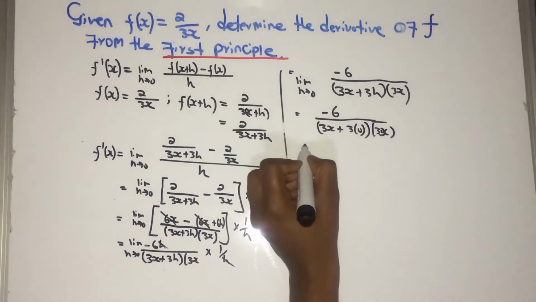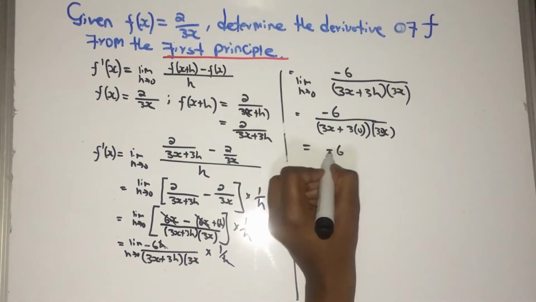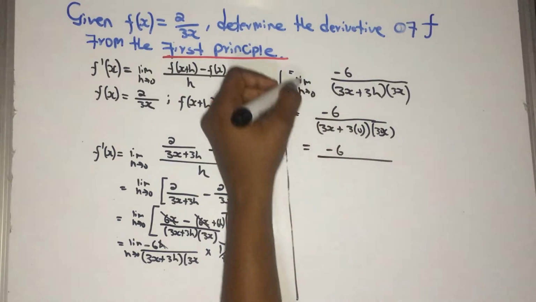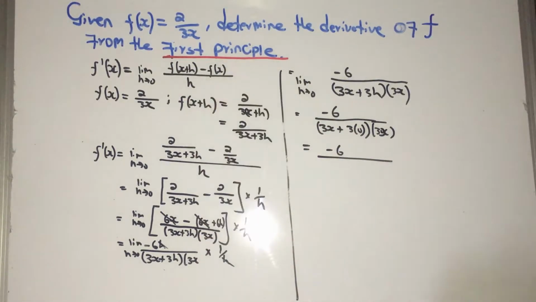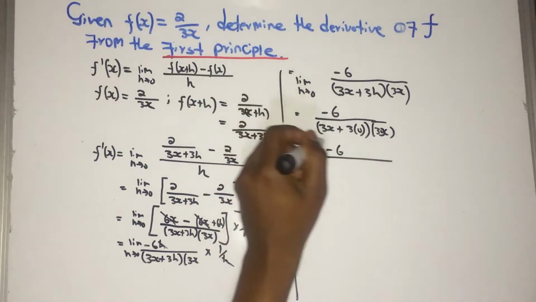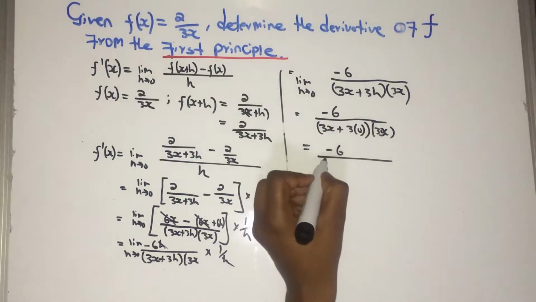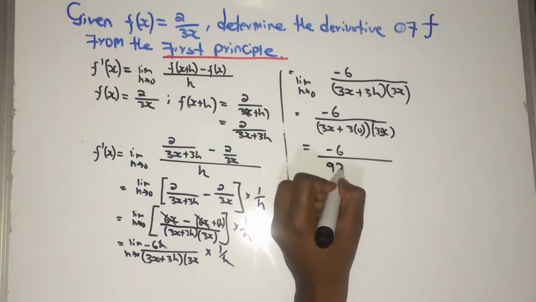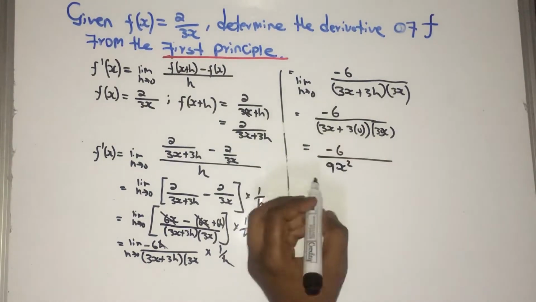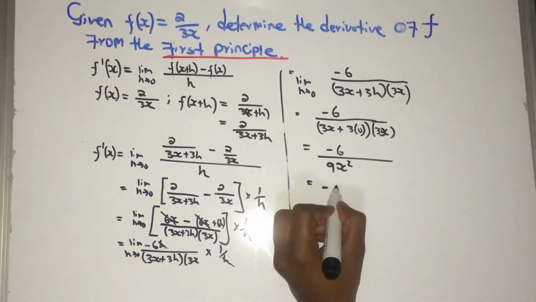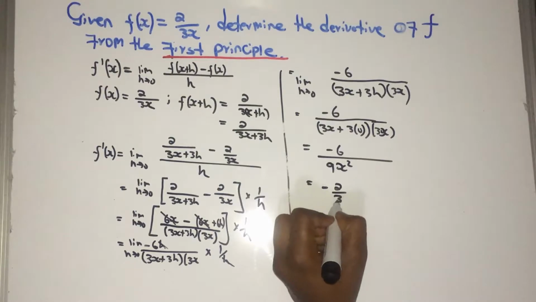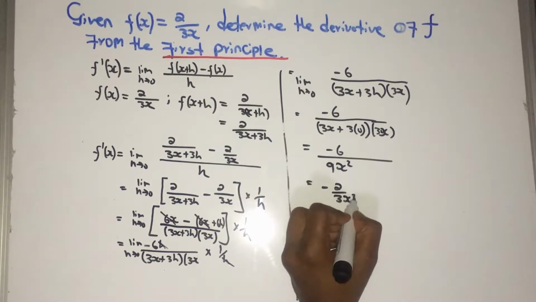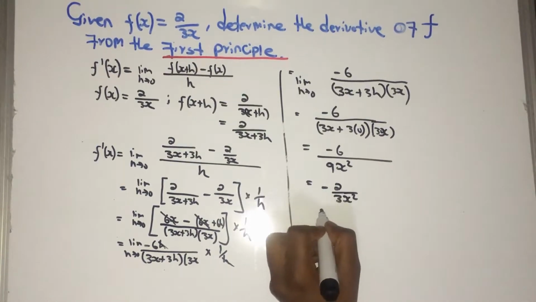Okay, so that works out to be minus 6. After substituting, you don't have to write limit as h approaches 0 because we have already made our h to be 0. So that works out to be minus 6 over 9x squared, because this term is 0, and this is the same as minus 2 over 3x squared. So that's the final answer.